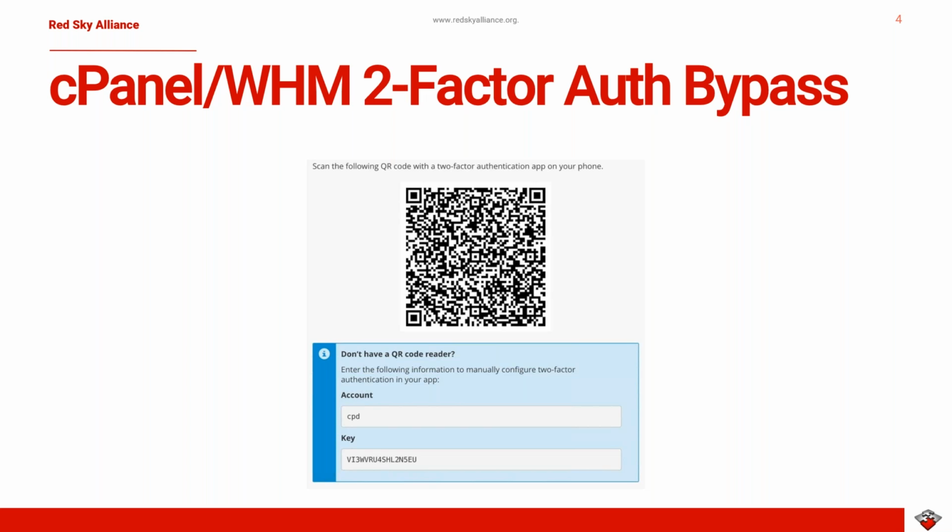When the user activates two-factor authentication within the cPanel software, they either scan this QR code shown on the slide, or they manually enter the account and the key data that's listed there. And they put that into the Authenticator app on their mobile device. At that point, both the cPanel server software and the Authenticator app both have that secret value.